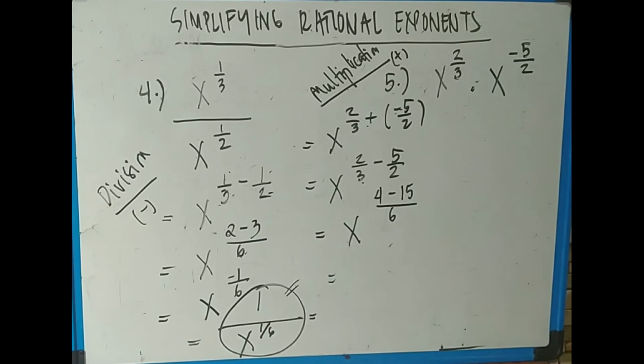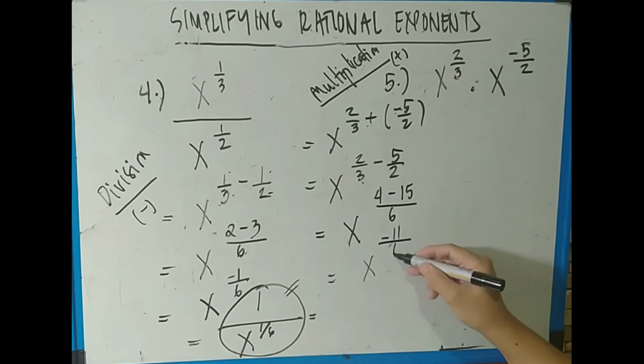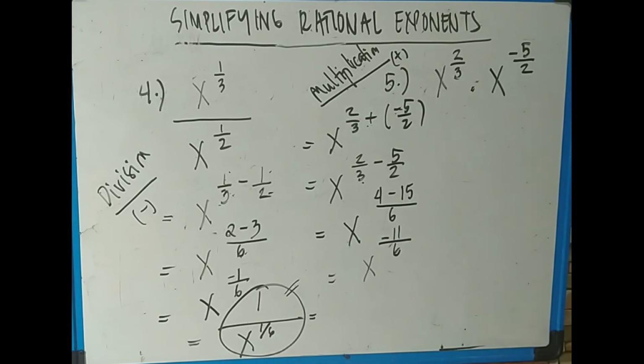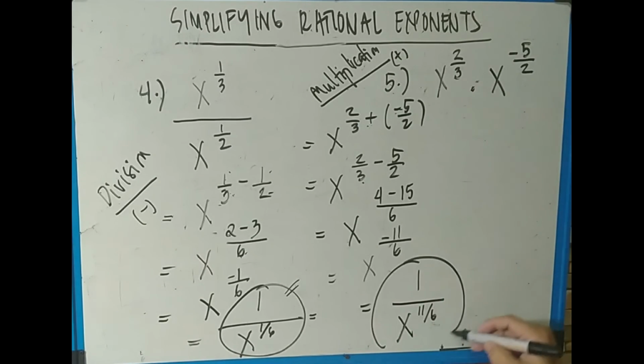So if we simplify that, that will give us x raised to 4 minus 15 is negative 11 over 6. Again, there is a negative exponent. So all we have to do is to put them in the denominator. So our final answer will be 1 over x raised to 11 over 6. So this is now your rational exponents or rational expression.